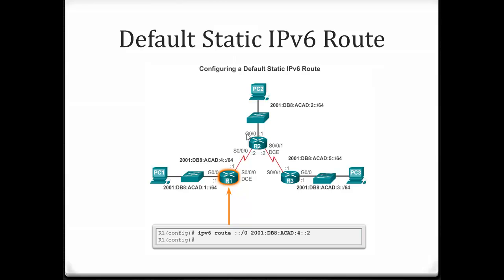For IPv6, not a whole lot changed here. You do an IPv6 route. We do a ::/0 instead of the quad 0. So this is where the change comes in here. The ::/0 is the address that will meet any network that's not in our table. And then here they're doing a next hop address, which in this example would send it up to R2's serial 0/0/0.